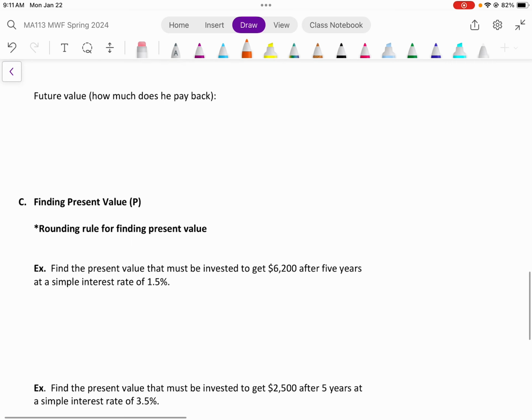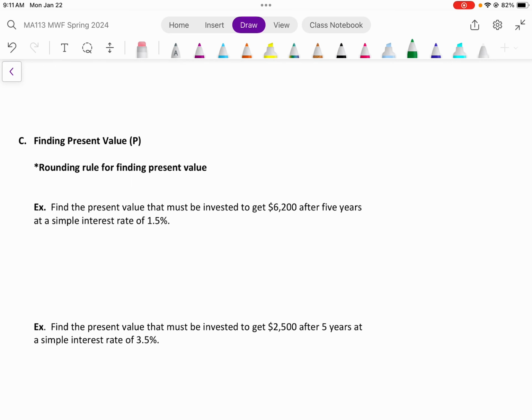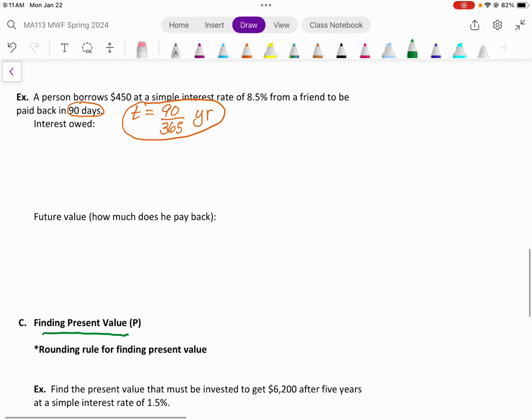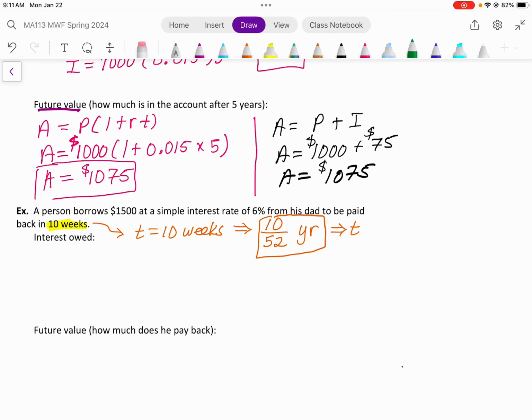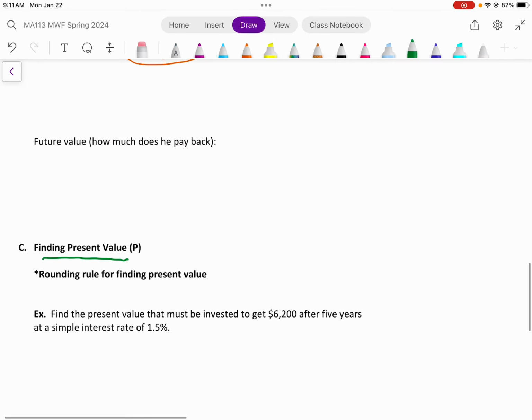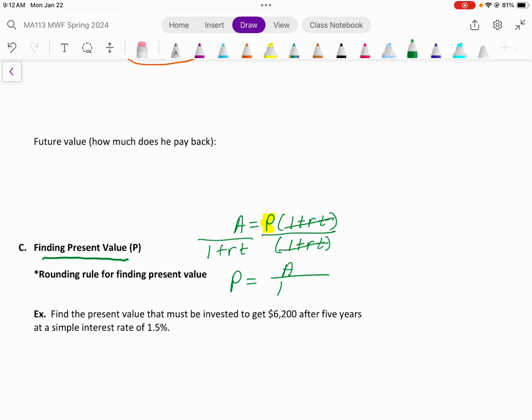All right. The other type of problem you're going to have is where you're finding the present value. So up until now, we've been finding A, which is the future value. What if you want to know how much to deposit or how much you need to borrow? Then we need to use a different formula. If I take the formula from before and I work on solving it for P, I'll have my new formula. To solve it for P, I'm going to divide both sides by 1 plus RT. These divide out, and P equals A divided by 1 plus RT.